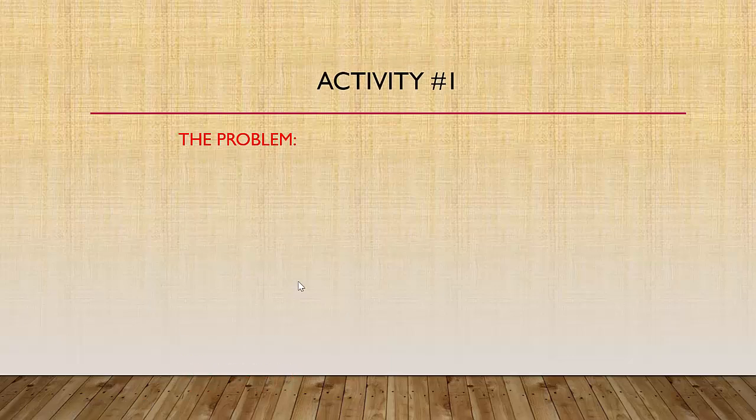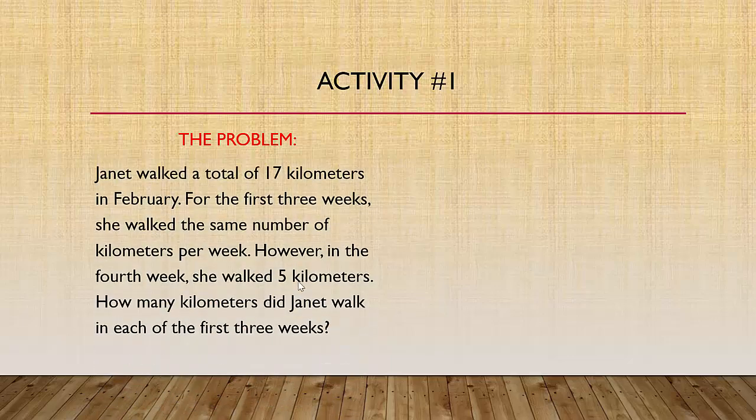So we have two activities here, but for the first one, we're going to solve this equation right here. So let's look at the problem. Janet walked a total of 17 kilometers in February. For the first 3 weeks, she walked the same number of kilometers per week. However, in the fourth week, she walked 5 kilometers. How many kilometers did Janet walk in each of the first 3 weeks?